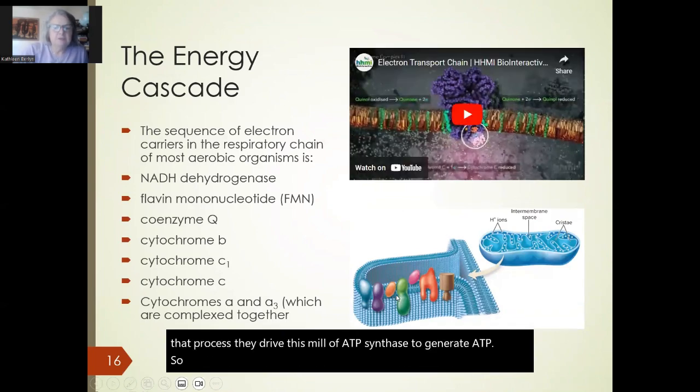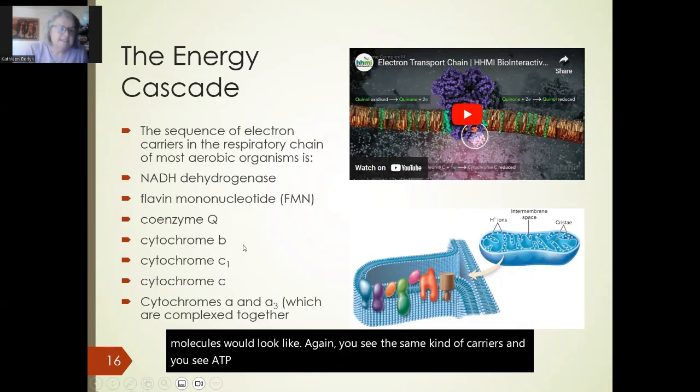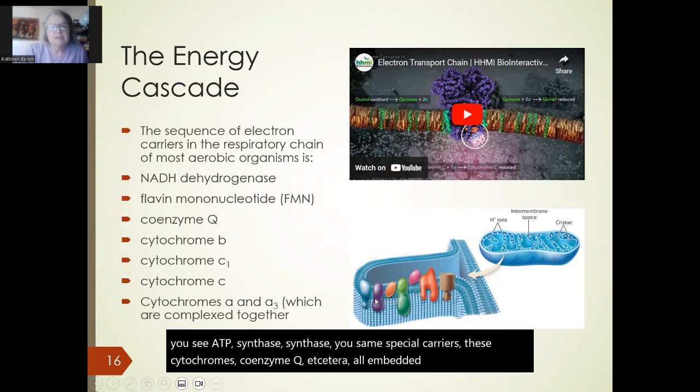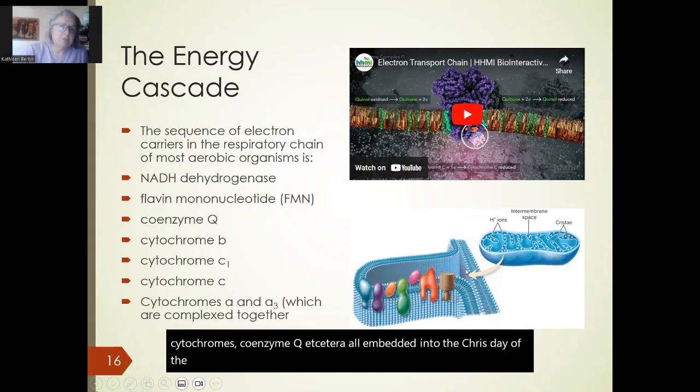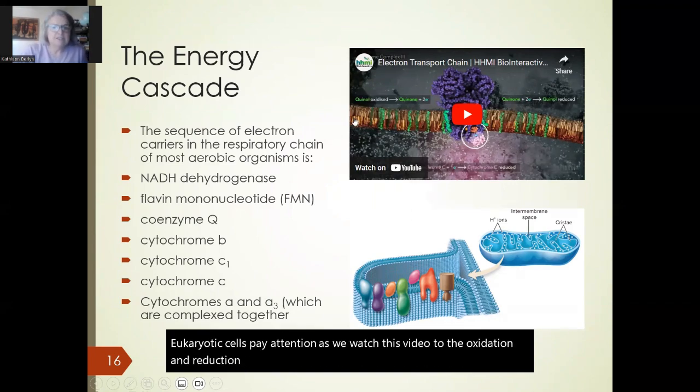So if we were looking in the mitochondria, this is what those molecules would look like. Again, you see the same kind of carriers, and you see ATP synthase. These same special carriers, these cytochromes, coenzyme Q, etc., all embedded into the cristae of the mitochondria or in the plasma membrane of eukaryotic cells. Pay attention as we watch this video to the oxidation and reduction reactions as we go through this short video.